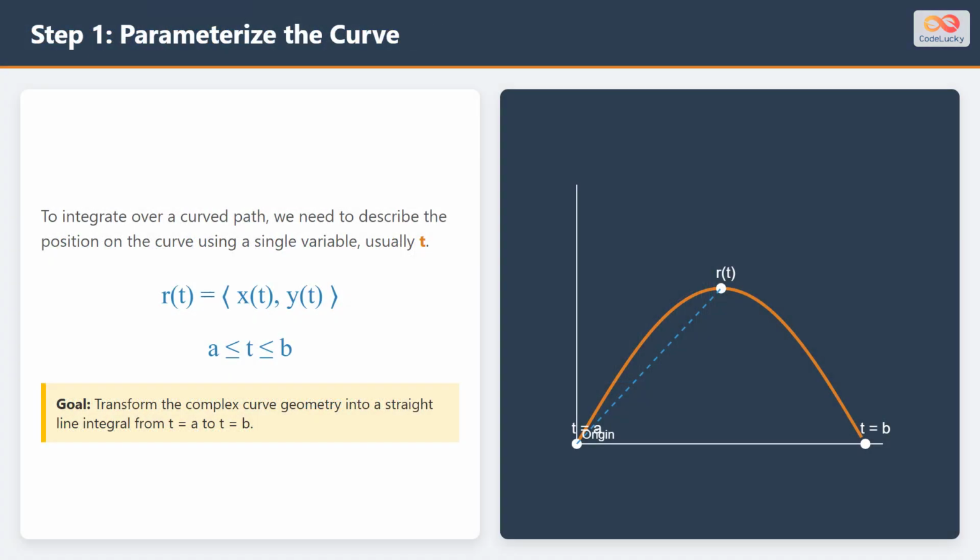To actually calculate this, we cannot stay in x and y coordinates because the curve bends. We need to parameterize the curve. This means expressing the position on the curve using a single time variable, t. We define a vector function r of t, where t goes from a start time, a, to an end time, b.